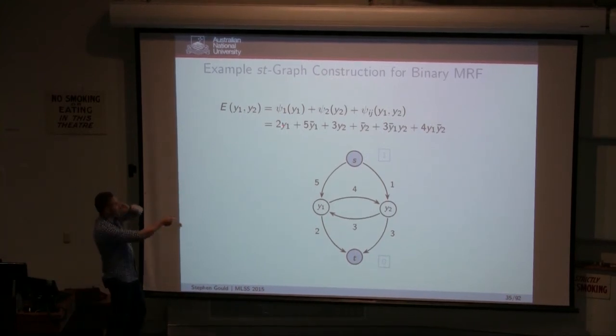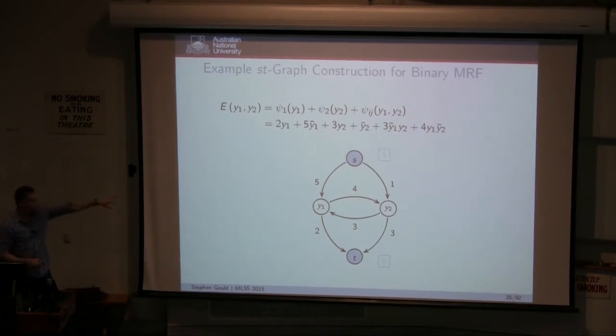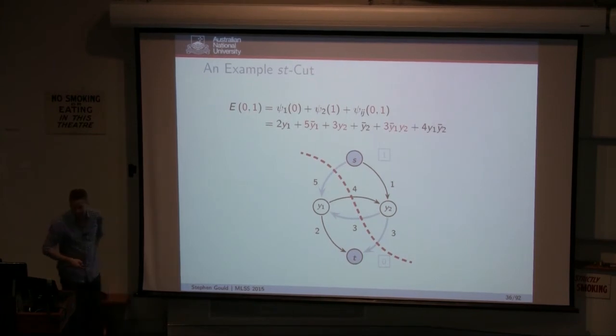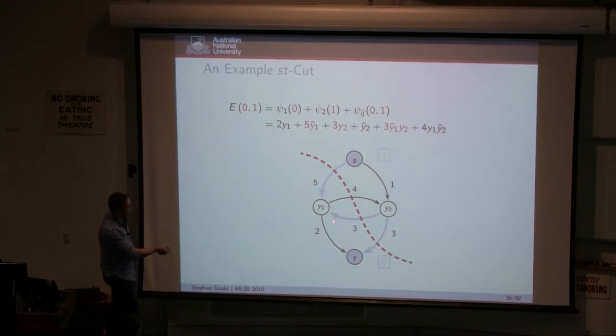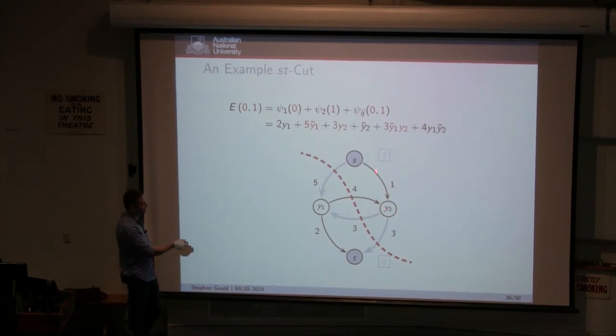I can give you an energy function in posiform. You can write out, you can construct the ST graph. Now, let's look at various cuts through this graph. Okay, here's a cut. It partitions the nodes into this T set where Y1 and T are in the T set, and Y2 and S are in the S set. So what that's saying is that Y2 takes value 1 and Y1 takes value 0.